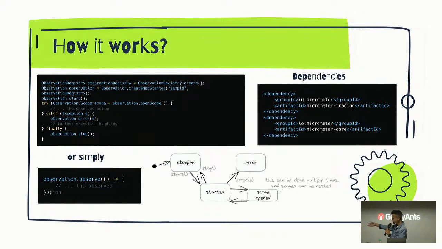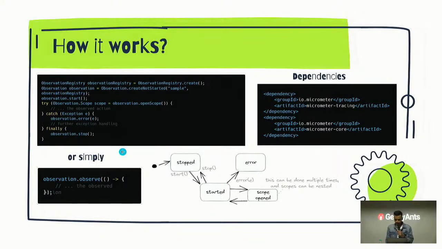There are two ways to write the code you want to observe. The top one is that you can use try, catch, and finally for writing the code which you want to observe. Or simply you can use this dot observe with lambda functions.